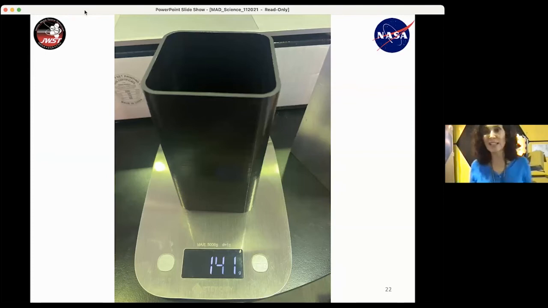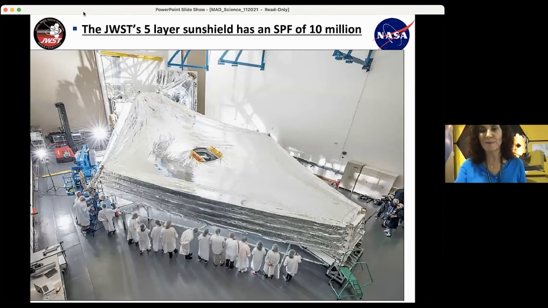It's 8 times lighter. I can put 8 times more things in this telescope and still be able to launch it into space. So maybe some of you want to work in this special field, which is special materials to go into space.